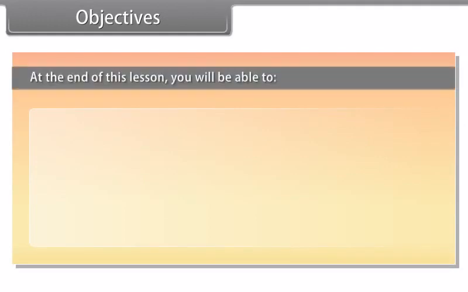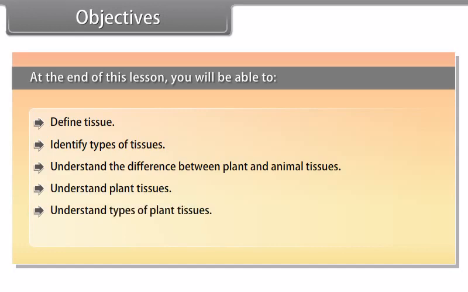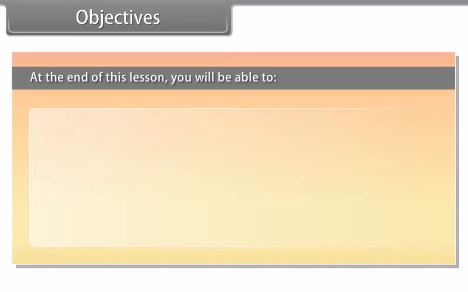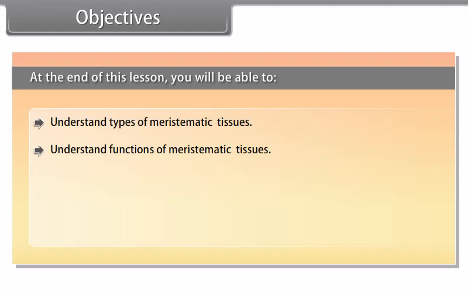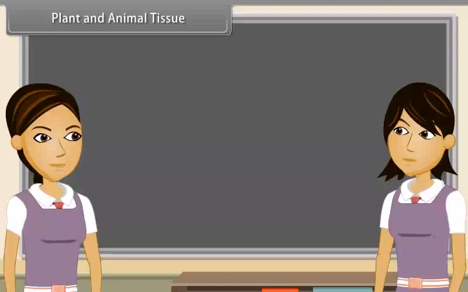Objectives. At the end of this lesson, you will be able to define tissue, identify types of tissues, understand the difference between plant and animal tissues, understand plant tissues, understand types of plant tissues, find the characters of meristematic tissues, understand types of meristematic tissues, understand functions of meristematic tissues, find the characters of permanent tissues, understand types of permanent tissues, understand functions of permanent tissues.